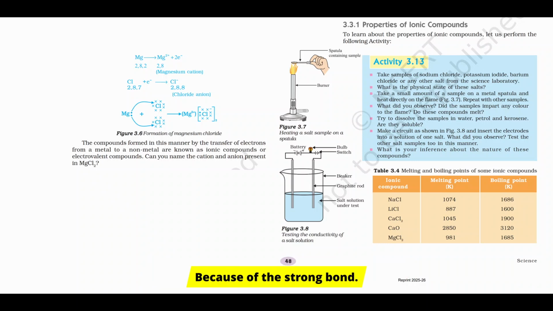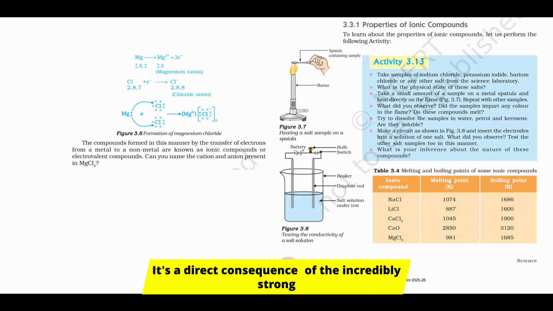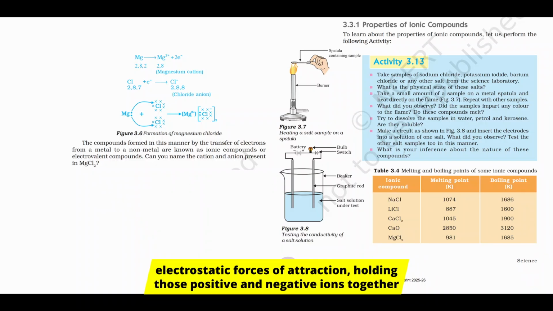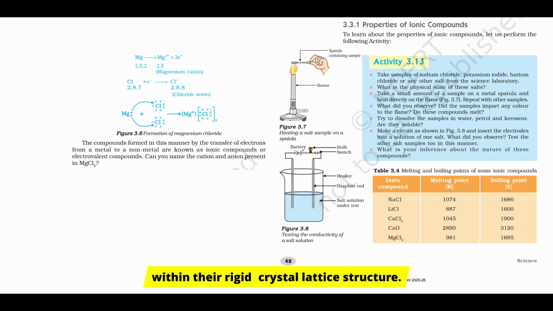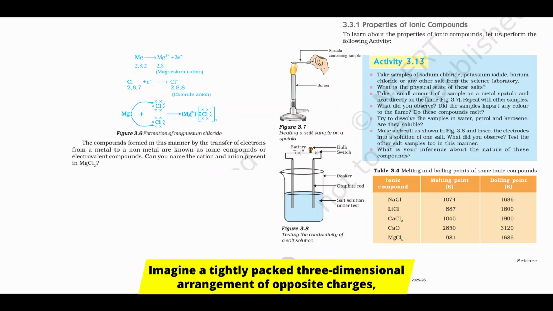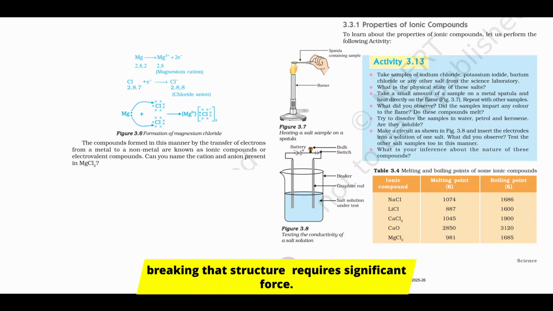Okay. Because of the strong bond. Exactly. This hardness isn't a coincidence. It's a direct consequence of the incredibly strong electrostatic forces of attraction holding those positive and negative ions together within their rigid crystal lattice structure. Imagine a tightly packed three-dimensional arrangement of opposite charges. Breaking that structure requires significant force.